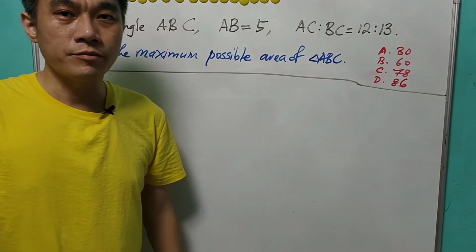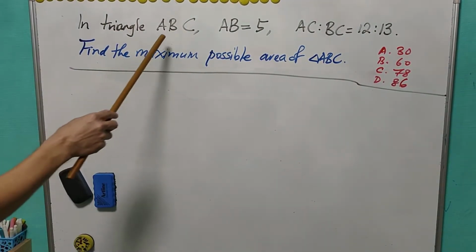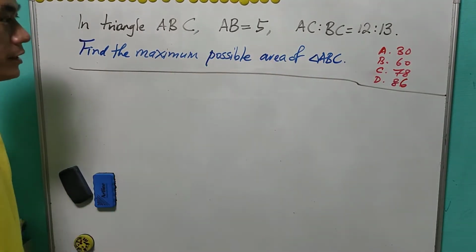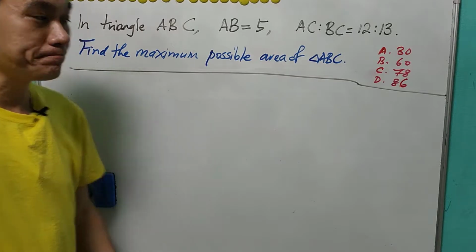Welcome to another math problem of the week. Triangle, ratio of lengths, maximum possible area of ABC. Let's talk about it.